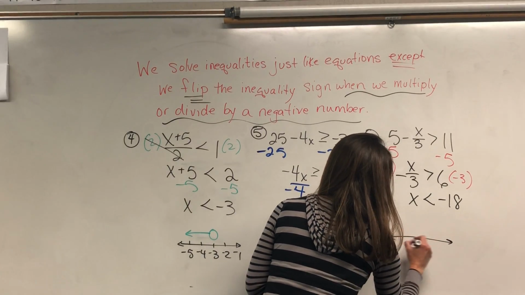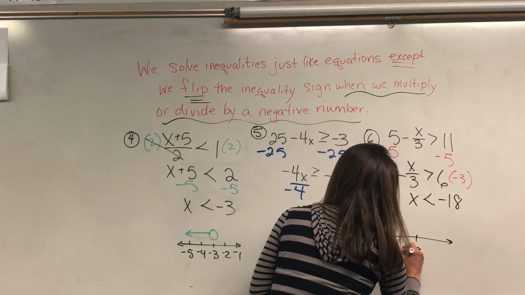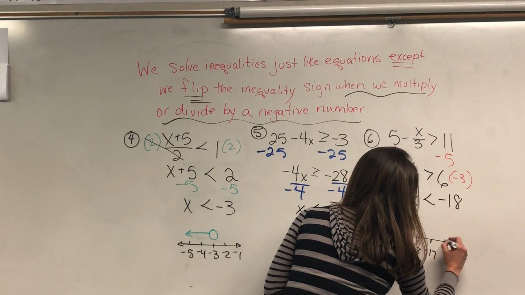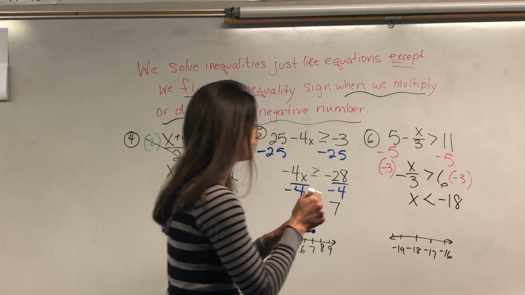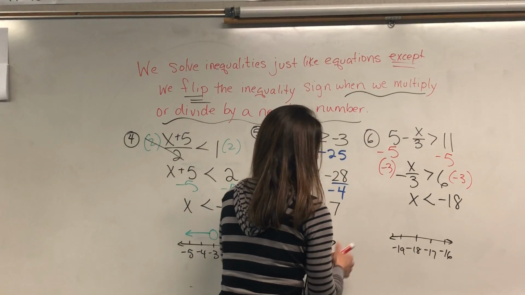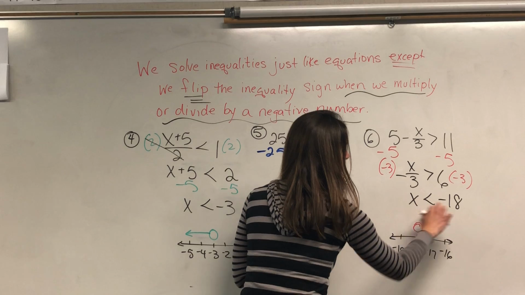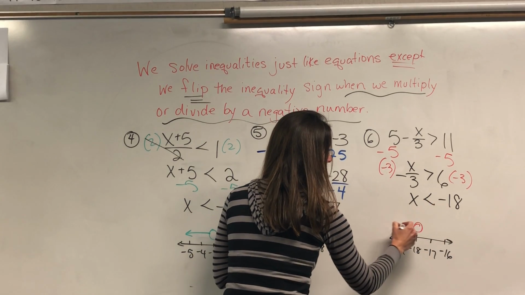And then to graph that, again, remember, be careful in the negatives, which is lower and which is higher. And this says x is not equal to, so it's open, and then once again, x is less than negative 18.